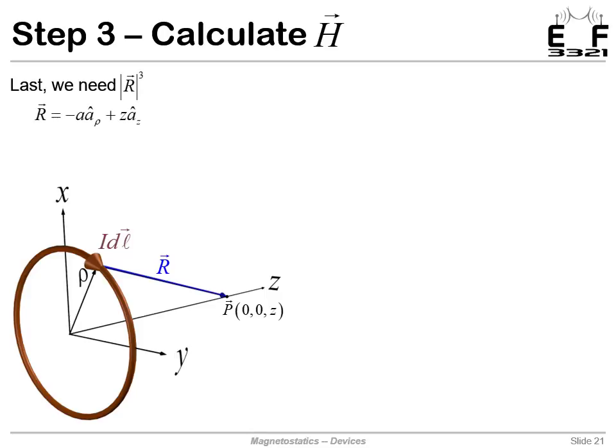We still need our r cubed. Well, there's our expression for r. And so the magnitude cubed is simply a squared plus z squared to the 3/2 power. And this is something we've done before too, so we don't need to talk too much about that.